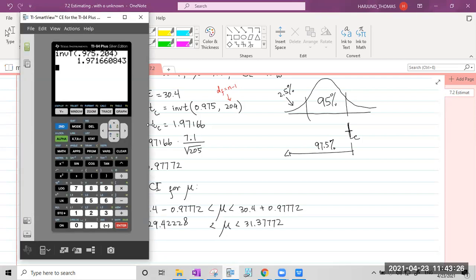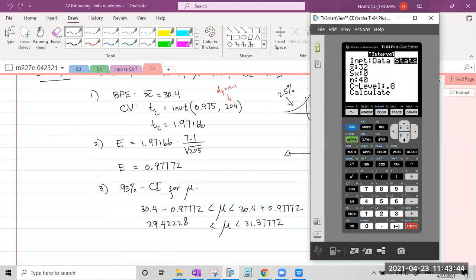Calculator. We will use STAT, TESTS, but not Z interval. We will use T interval. The mean is 30.4, the sample standard deviation is 7.1, the sample size is 205, and the confidence level is 95%.